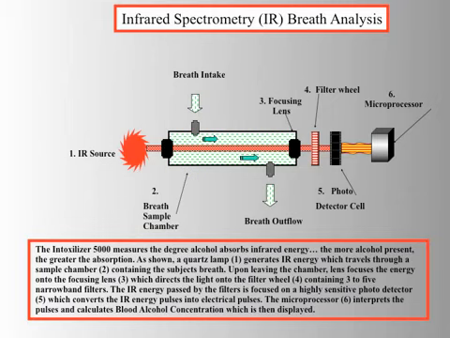As you can see here, this is a diagram of the internal workings of the Intoxilyzer 5000 machine provided by Mr. Young. It goes through and shows you what each of the elements are, from the start, number 1 at the left, to the finish, number 6 on the right, where it gets to the microprocessor.